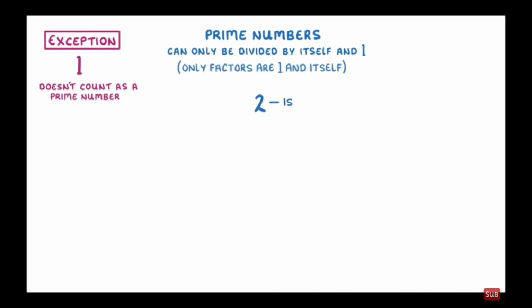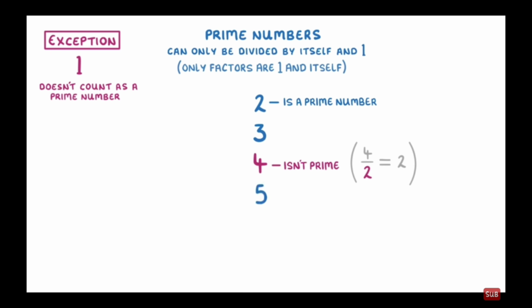The number 2 is a prime number though, because its only factors are 1 and 2. 3 is also a prime number, because it can only be divided by 1 and 3. The number 4 though isn't prime, because it can be divided by 2 as well as 1 and 4. 5 is prime, and 6 isn't prime, as it's divisible by 3 or 2 as well as 1 and 6.